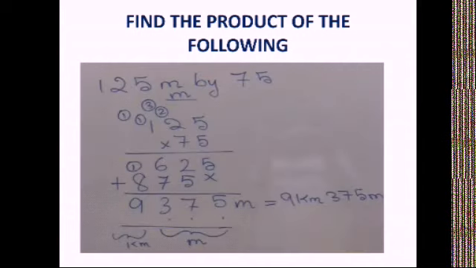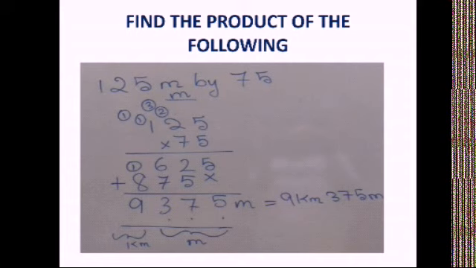Okay, our last sum for today's class. This one is very easy. You have to multiply 125 meter by 75. So simple multiplication. How many types of unit? Only one, that is meter. Make a column, 125 multiplied by 75.